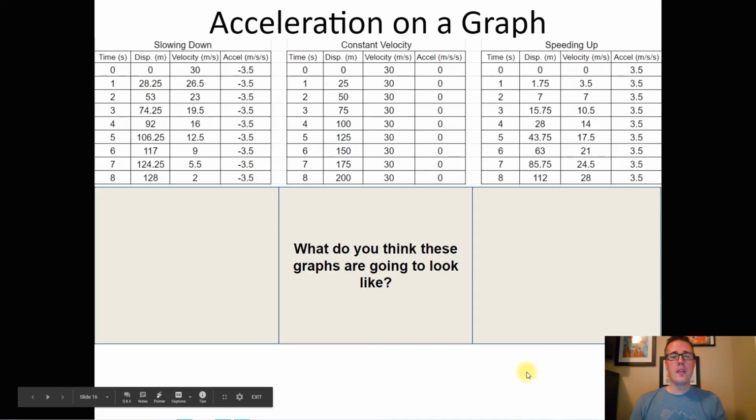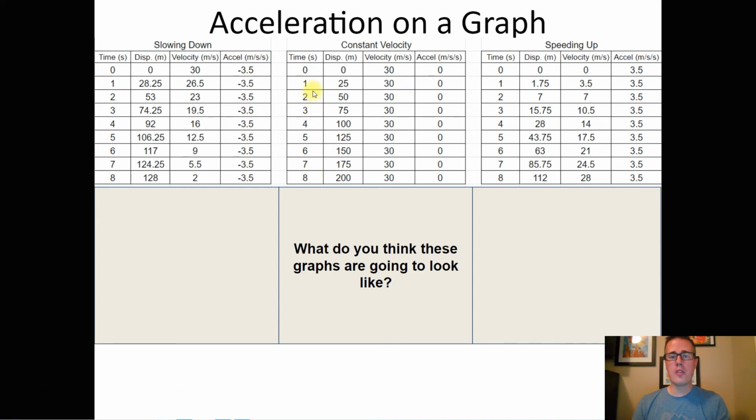The next part is to look at these graphs. So for this part, all I did is I took the tables from the previous slide and I've just extended them out for more seconds. So you have the first few seconds of this data. You do not need to jot down the rest on my screen. I just wanted you to see it all stretched out. But it's the same exact experiments or objects from the last screen.